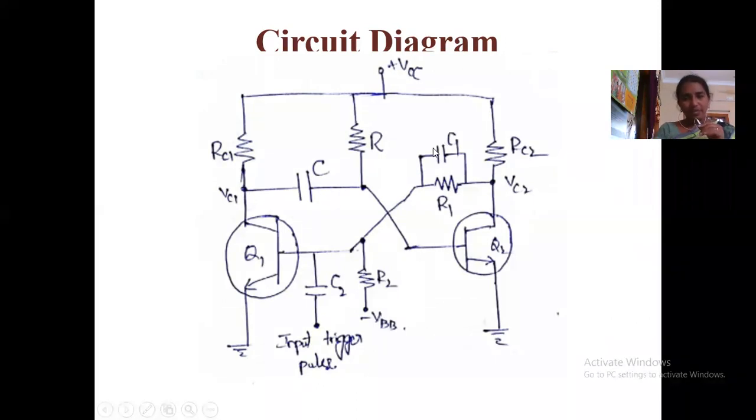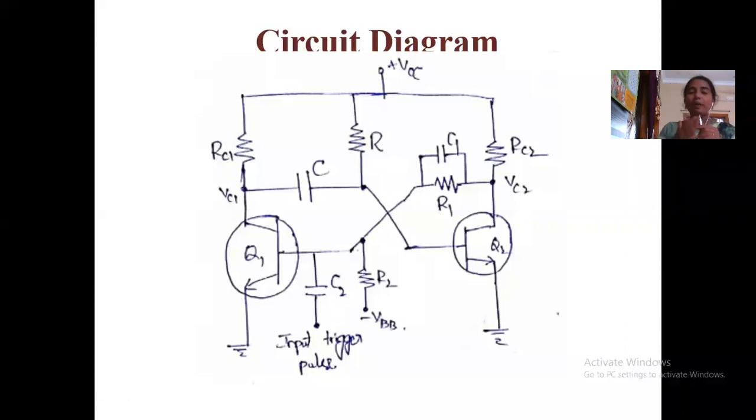First, forget about the capacitor C1; after this I will explain what the use of this capacitor is. The Q1 output is given to the Q2 input through a capacitor. Similarly, the Q2 output, that is the second transistor output signal, is given to the input of the first transistor through resistor R1.